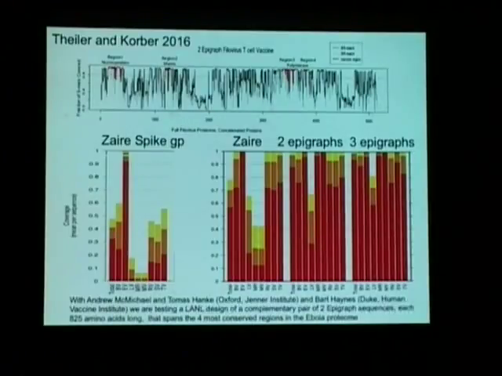Sorry, you might have said this already, but was the Jenner Institute named after that person who worked with smallpox? Yes, it was. That's right. He was English, and the Jenner Institute is at Oxford, and it's their vaccine institute. Thank you for pointing that out.